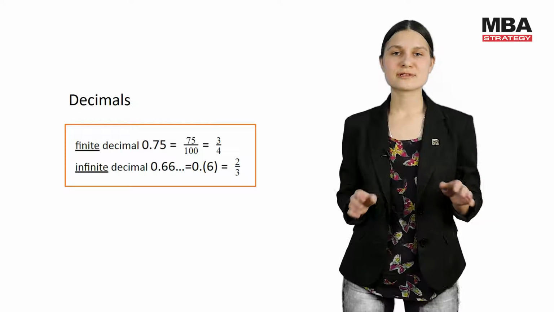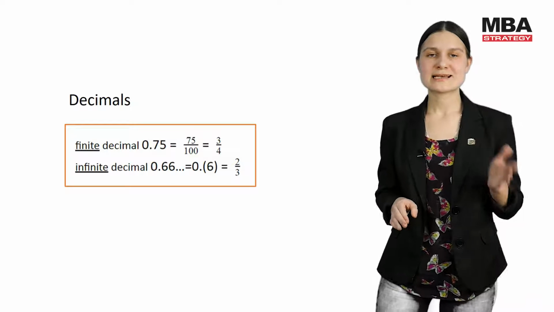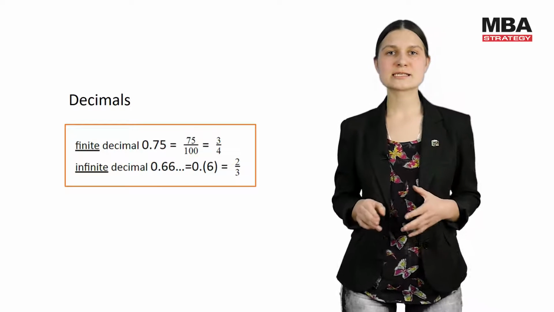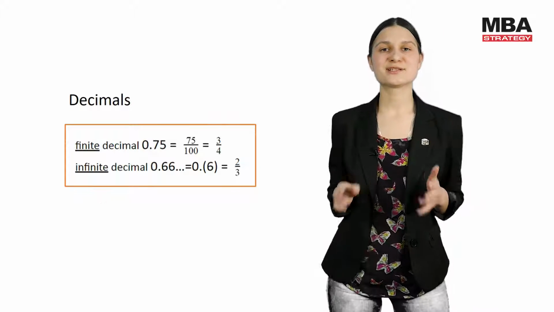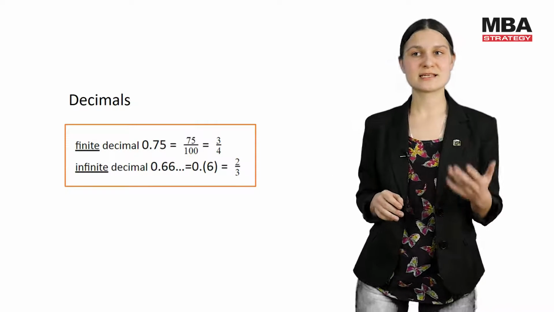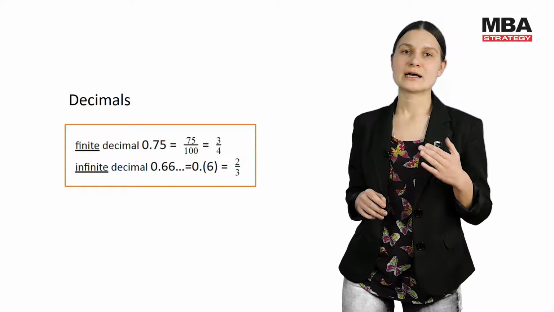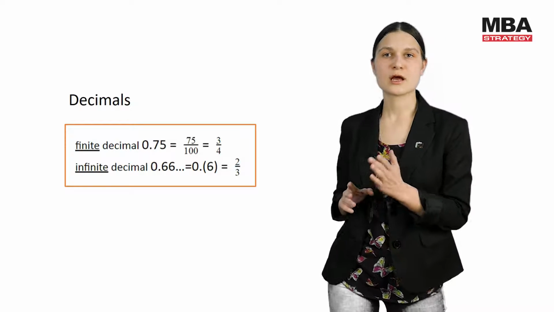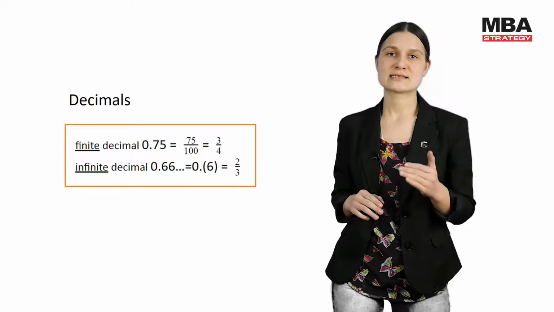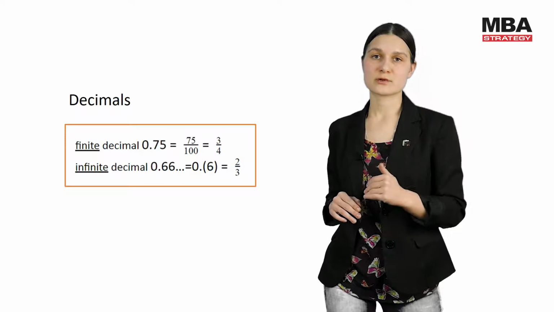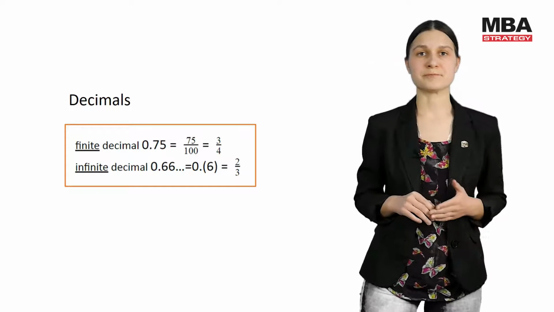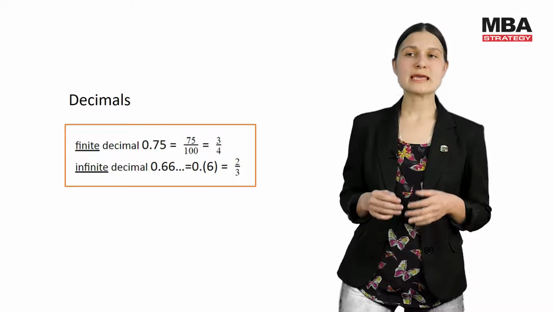And now we will have a really brief look at decimals. Decimals are also fractions, but they're usually written with the decimal point. And there are two major kinds of decimals. That's finite decimals, for example 0.75, which can be represented as 75 over 100, or 3/4 if we simplify the fraction. And there are infinite decimals.